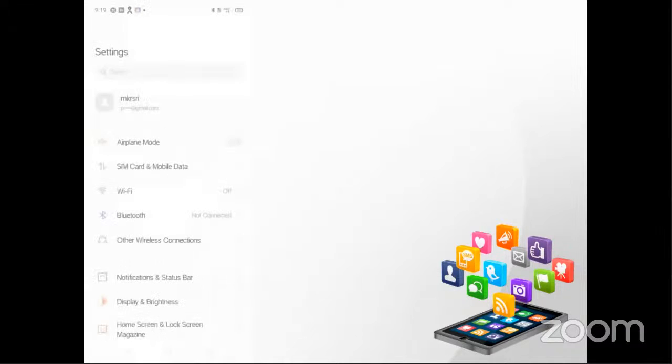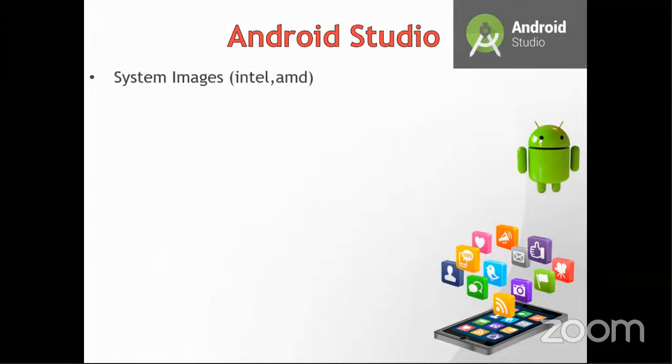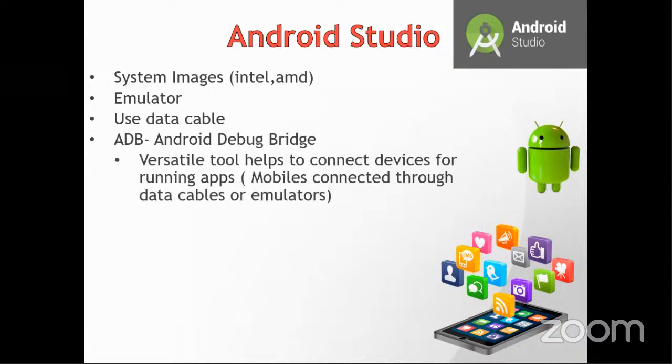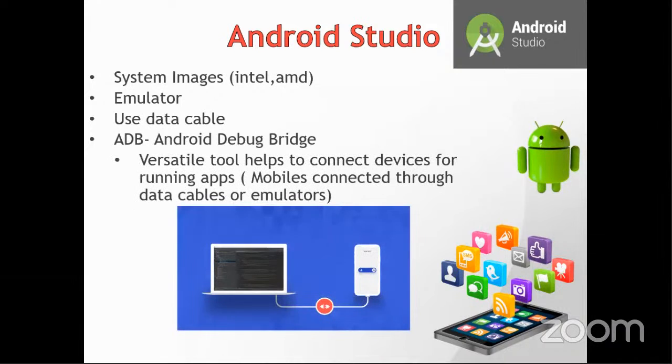So these are all the things we have. Whether it is a system image, an emulator, or a device with a data cable, the emulator is used when the laptop supports VTX and HAXM. ADB is a versatile tool which connects the Android Studio environment with the outputting device, so that you can check the outputs. These are all the points that we have seen, and we started to do a demo. Let's continue now.